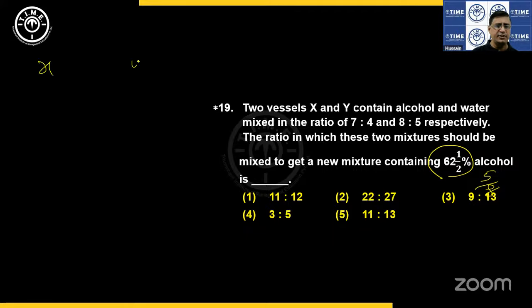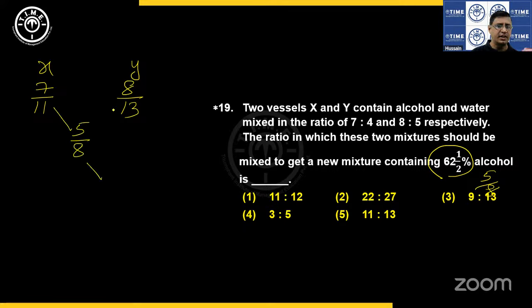X and Y are the two vessels. Alcohol here, 7:4 means alcohol 7 parts, total parts 11. Next one, 8/13. Mixing these two, the resultant is 5/8.